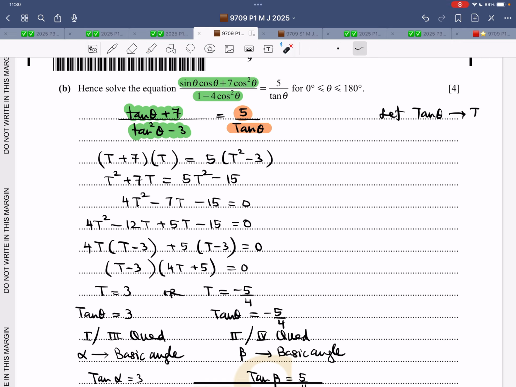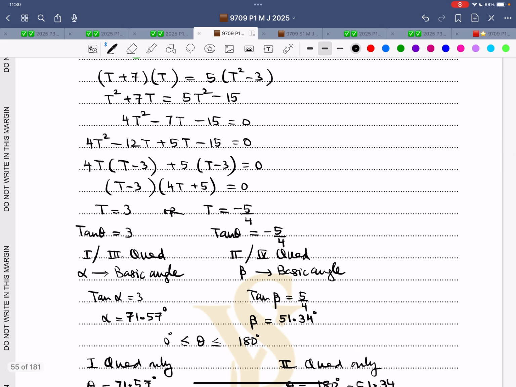The rest is cross multiply, simplify. Again, we see middle term factorization.